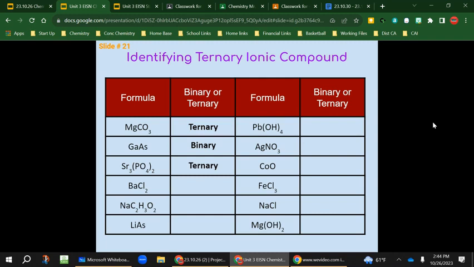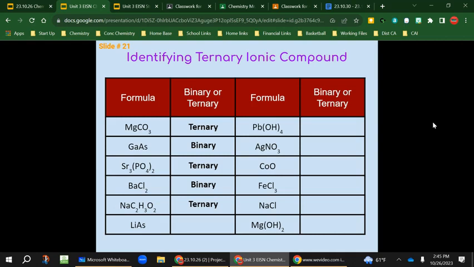BaCl2. Be confident. Say it loud. Binary. Yeah, it's absolutely correct. Only 2 capital letters. It's binary. NaC2H3O2. Maddie. Ternary. I know, it's a weird word. You'll get used to saying it. Here's the good news. Later on, we really don't care. I just want you to recognize it right now.